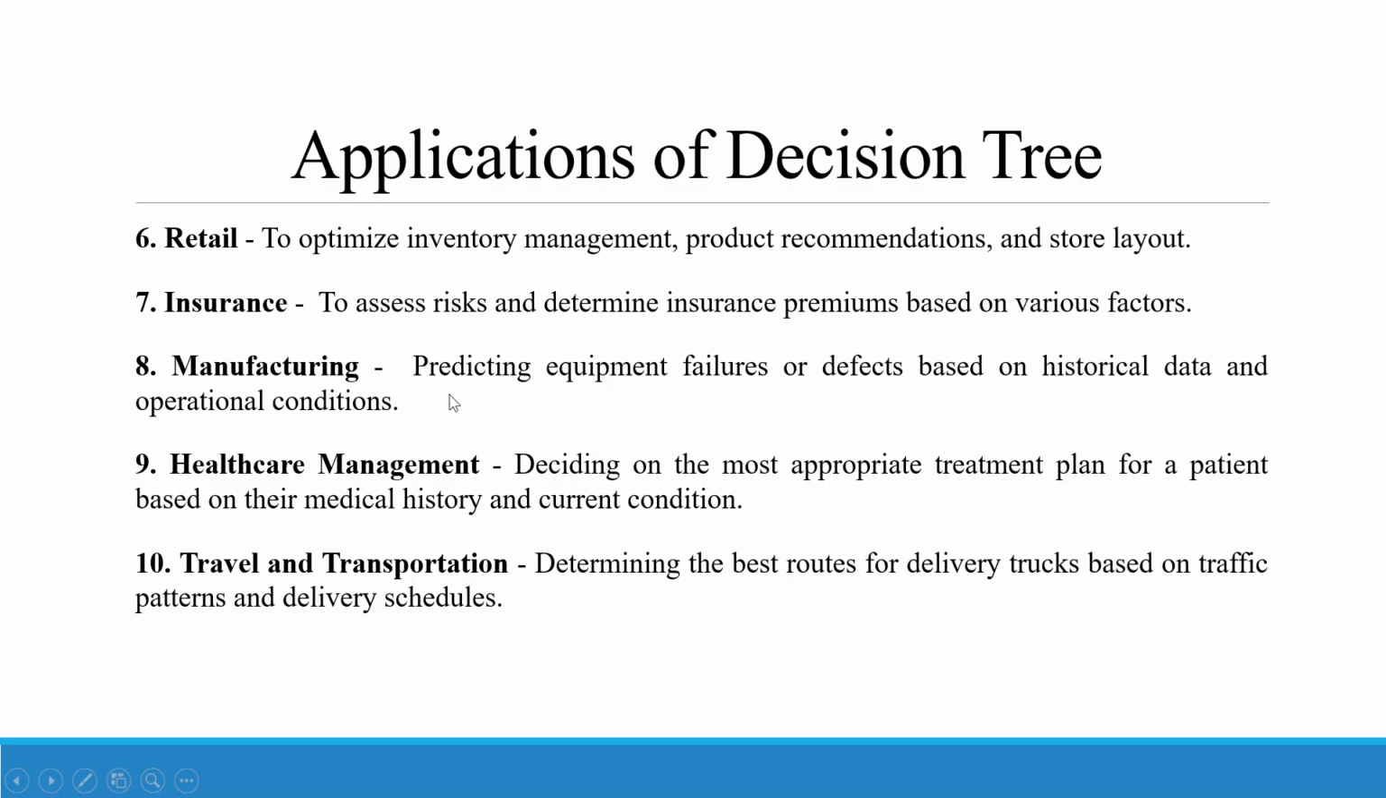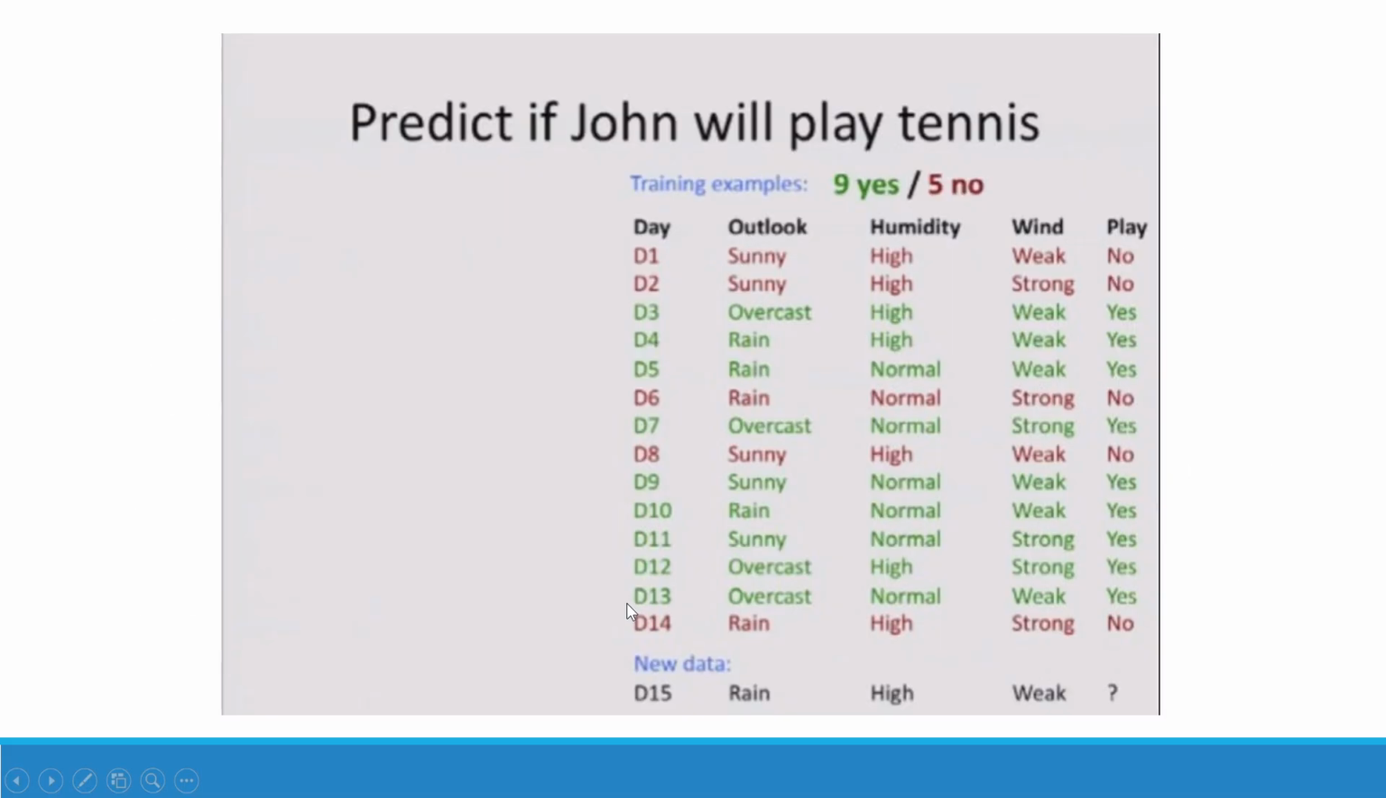Manufacturing: predicting equipment failures or defects based on historical data and operational conditions. Healthcare management: deciding on the most appropriate treatment plan for a patient based on their medical history and current condition. Travel and transportation: determining the best routes for delivery trucks based on traffic patterns and delivery schedules.